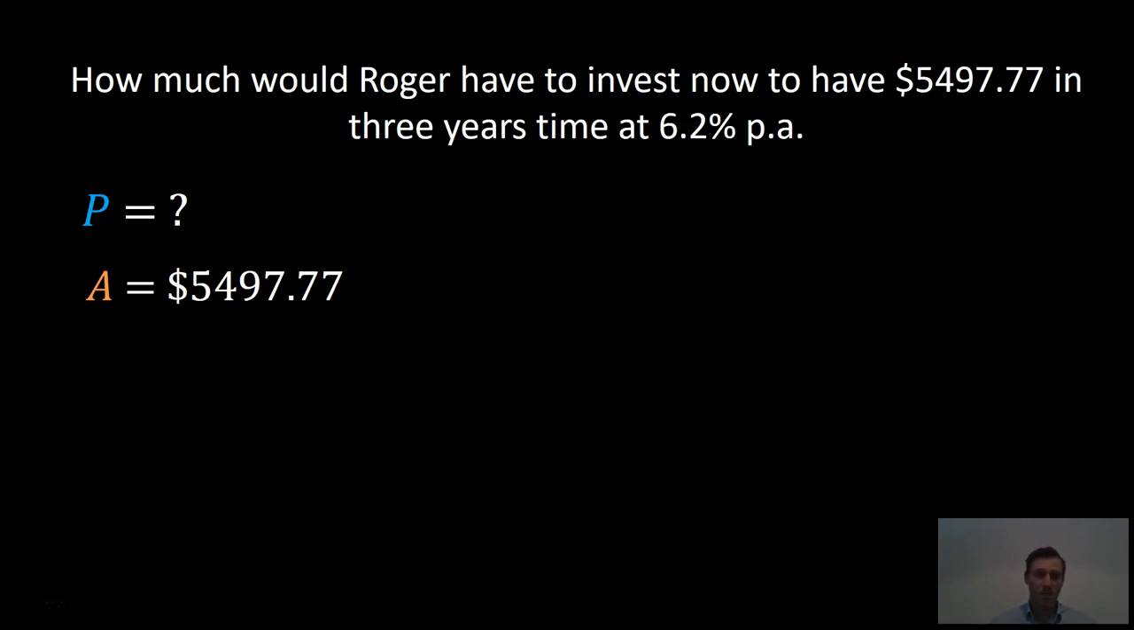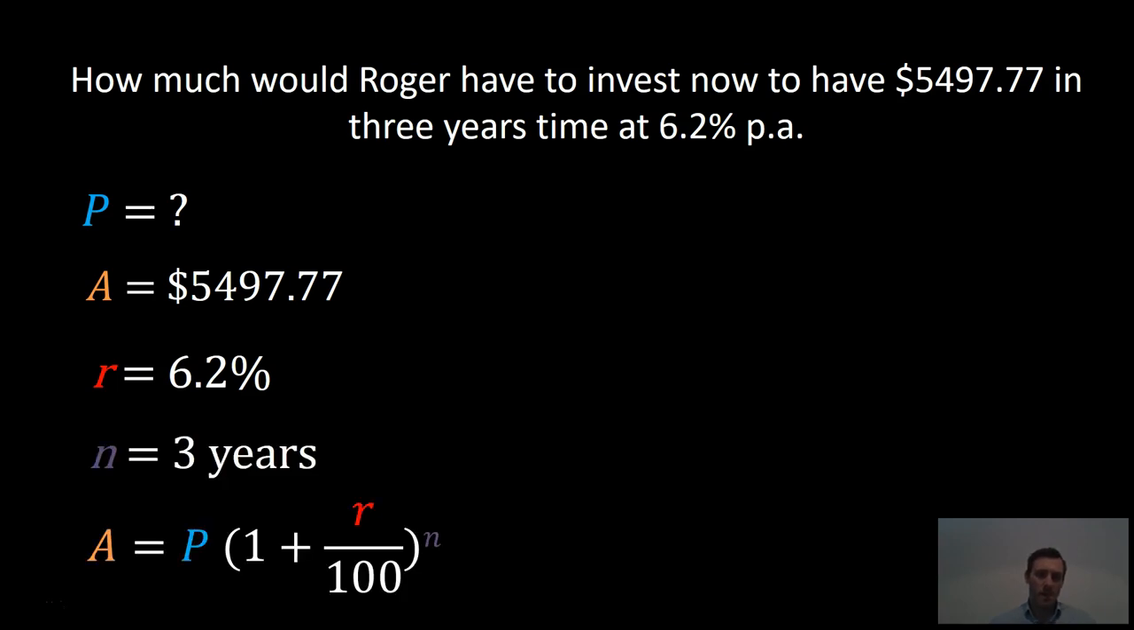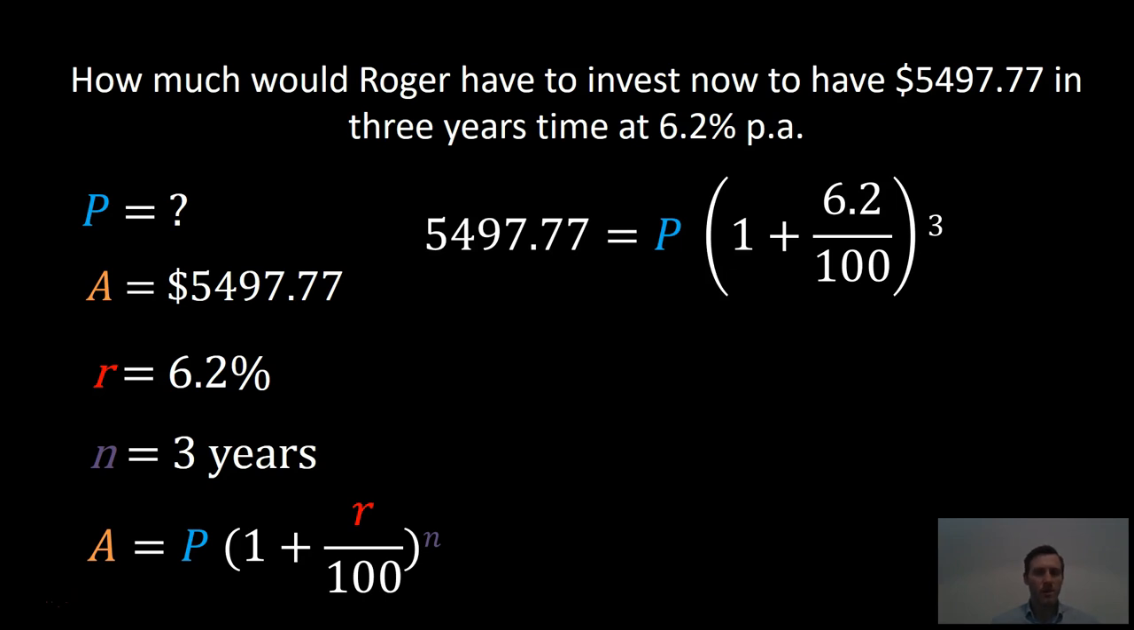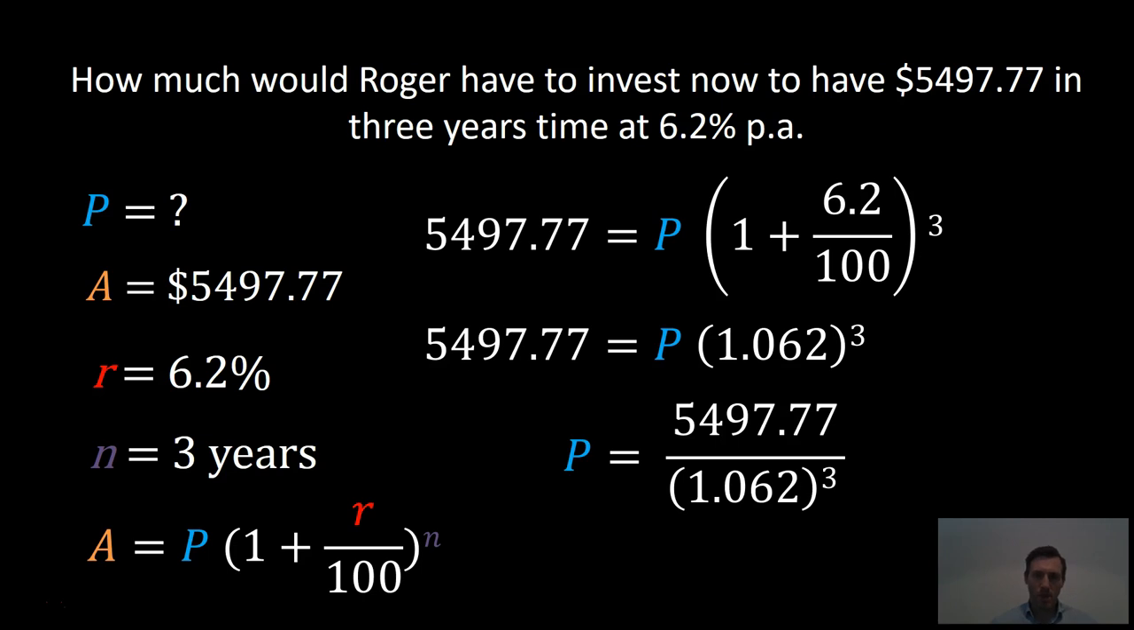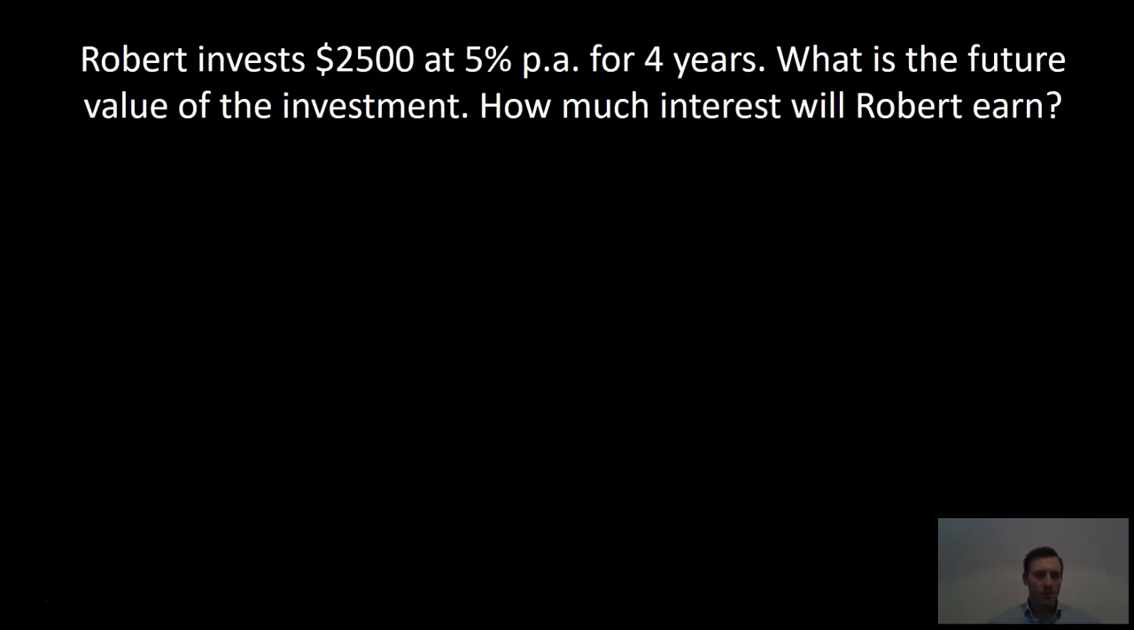This could be for any number of reasons. Maybe he needs to purchase something that amount. The rate is 6.2%, time is 3 years. And we're going to use the formula where we convert the rate to a decimal within the formula. We substitute those values into our formula and we can simplify it to $5,497.77 equals P times 1.062 to the power of 3. Then we divide both sides by 1.062 to the power of 3. We put that into our calculator and we work out that the original principal that he would need to invest is $4,590.